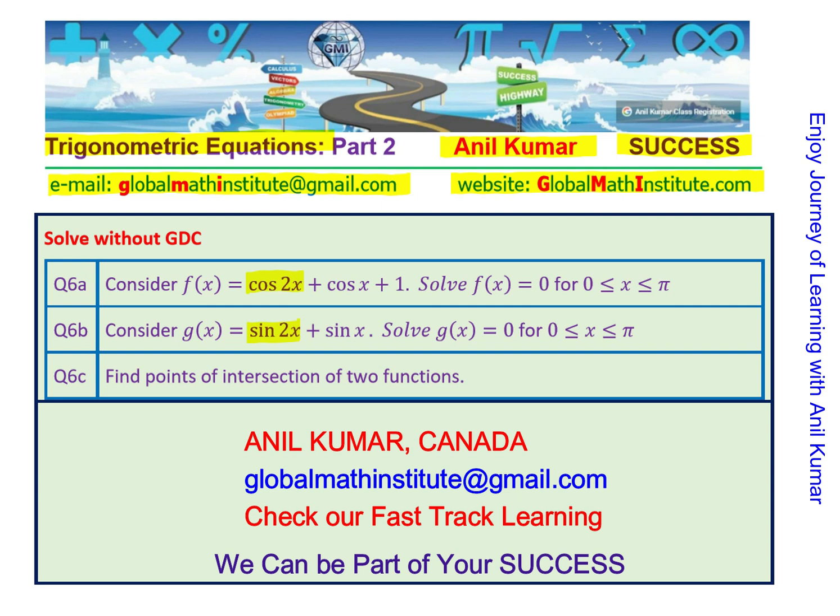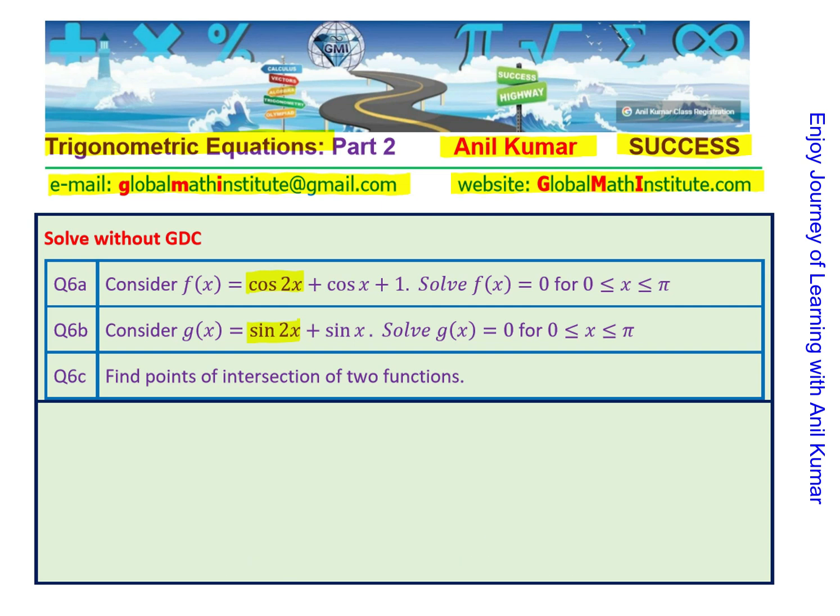Now let us see how we solve this particular question. Part A is: consider f of x equals cos 2x plus cos x plus 1. Solve for f of x equals 0, where x is between 0 and pi. And B is: g of x is sin 2x plus sin x. Solve g of x equals 0, where x is between 0 and pi. And C is: find points of intersection of the two functions.